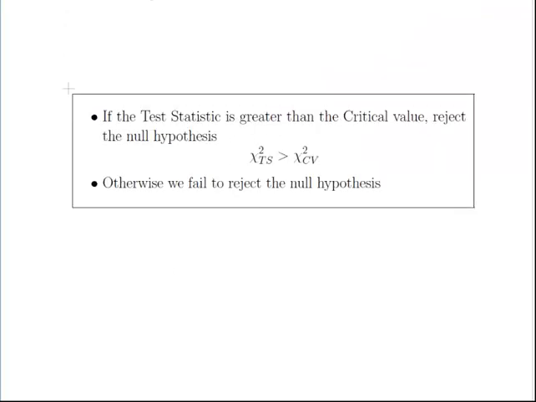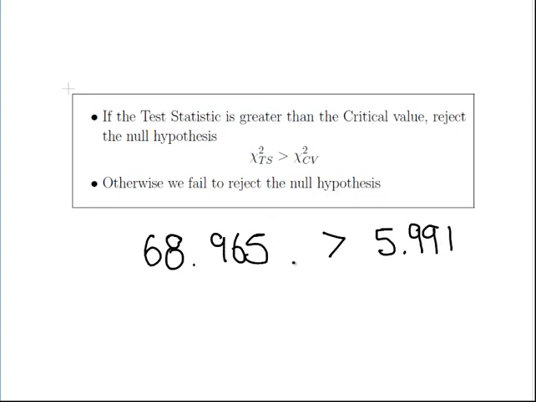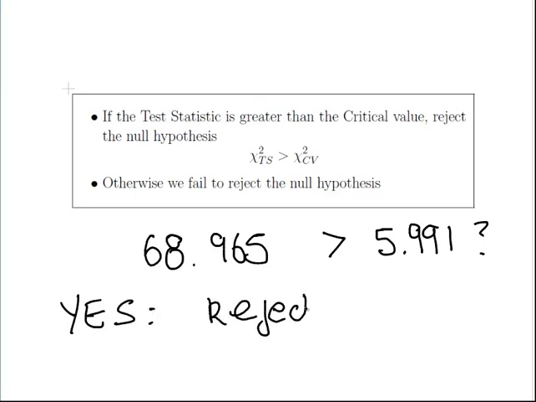So that's an important part done there, 5.991. The test statistic is actually the main part of it, but the critical value takes a bit of work as well. So how do we interpret it and make a conclusion? If the test statistic is greater than the critical value, here we have 68.965, and we're seeing if this is greater than 5.991. Obviously it is. So we reject the null hypothesis.